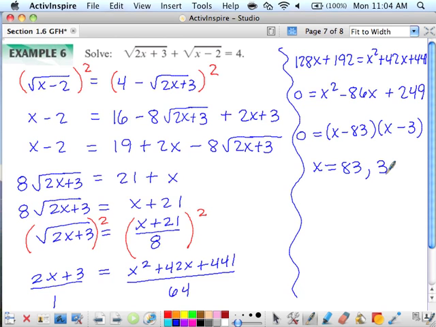When we substituted 83 in, it didn't equal 4. What did it equal? 22. So 83 must be extraneous, so we have to discard it. But when we substitute 3 in, we do get 4. So x equals 3 is our solution.